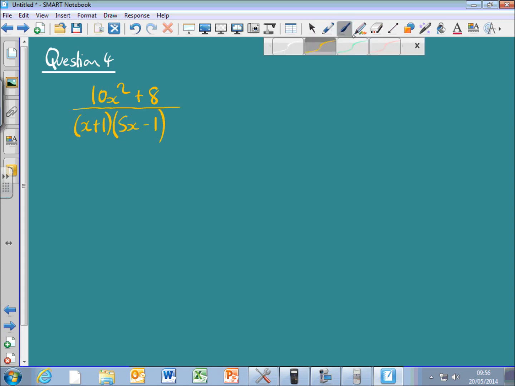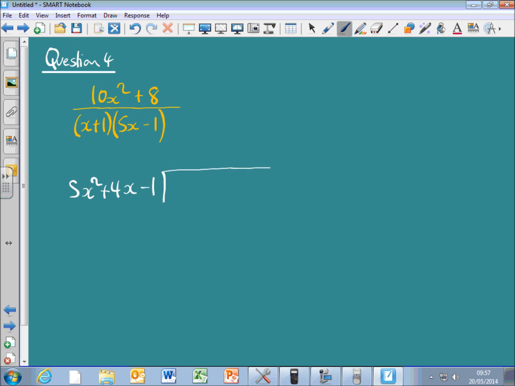So what I'm going to do first of all is just do algebraic division and divide the top by the bottom. So I'm going to multiply out those brackets on the bottom, and I get 5x squared plus 4x take 1, and we're going to divide 10x squared, and I'm going to put in 0x just for the placing, and then 8. I've got 0 lots of x.